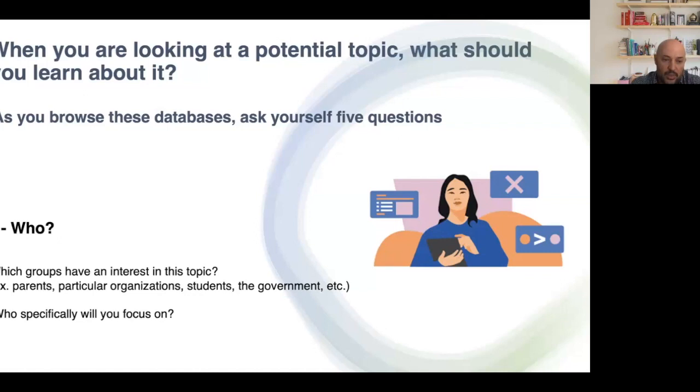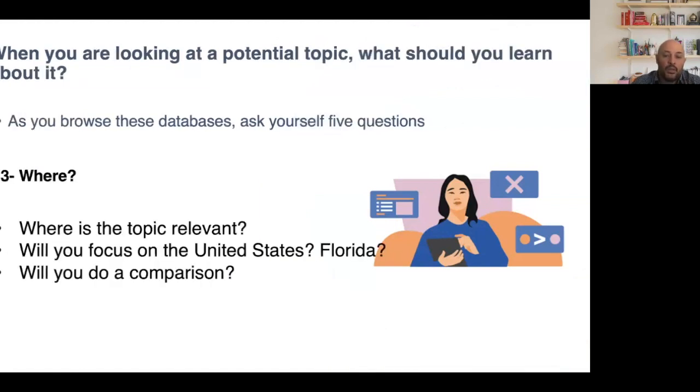Who are your audience? Are they parents, a particular organization, students, governments? If they are parents, are they parents of African Americans, or parents of Hispanics? So it can also be narrowed down based on your audience. Who are the people that you are targeting in your research, who specifically will you focus on?